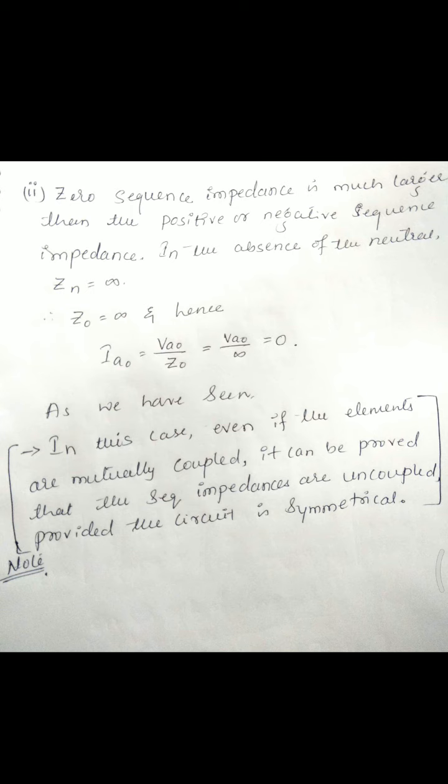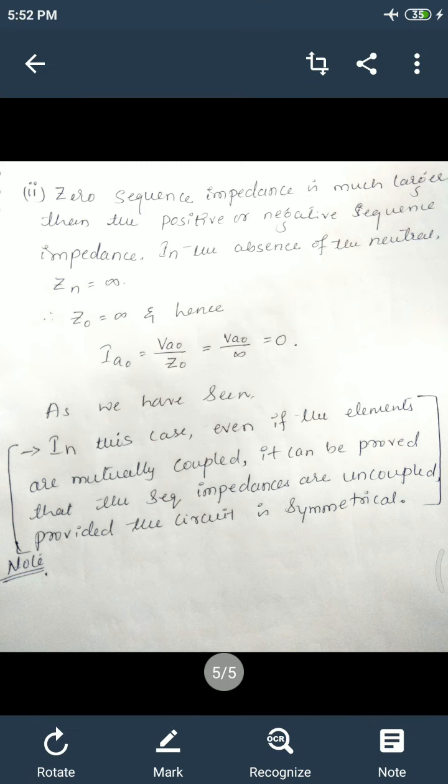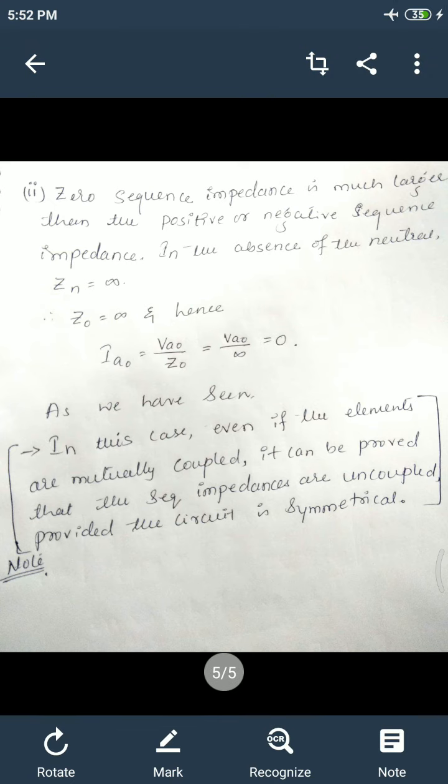Note one point: in the case of symmetrical components or sequence impedances of a symmetrical circuit, even if the elements are mutually coupled, it can be proved that the sequence impedances are uncoupled, provided the circuit is symmetrical. Even if you have mutual coupling, we can define the same thing. The only condition is that the circuit should be a symmetrical one. Thank you.